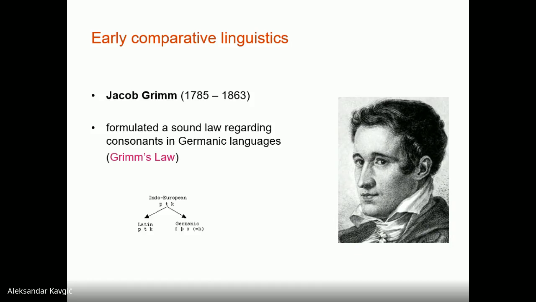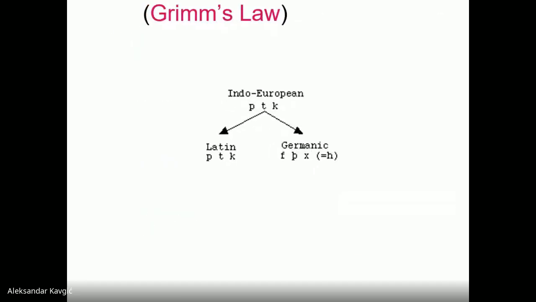This is actually the explanation why German languages are phonologically different. So in Latin you would say pitar, or sorry, that's Sanskrit. In Sanskrit you say pitar. In Latin you say pater. But in German you say father. So it's not p, it is f. And the same applies to t, which became th, and k, which you can see here in the slide, although I'm not sure if it's blurry, but k became h. So this is Grimm's law.